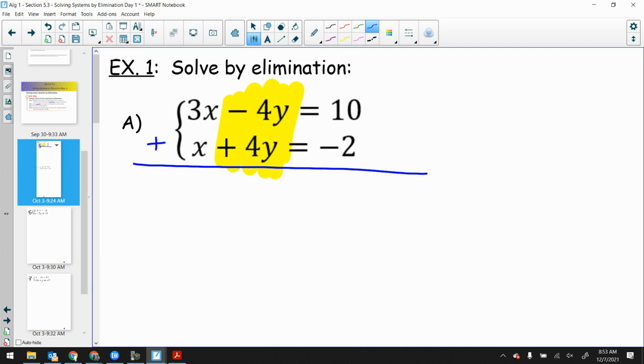Okay, what is 3x plus 1x? 4x. What is negative 4y plus positive 4y? It cancels, right? It becomes a 0. So I'm not even going to write it. What is 10 plus negative 2? 8. And look at that equation that I just created for us.